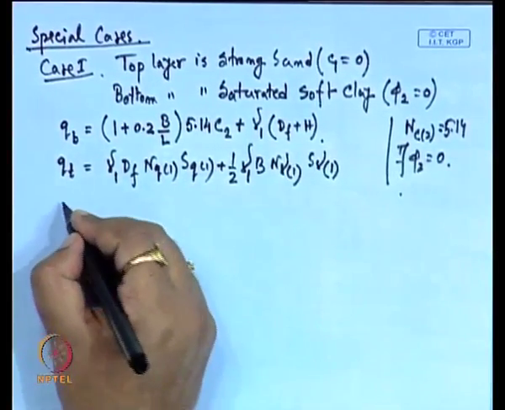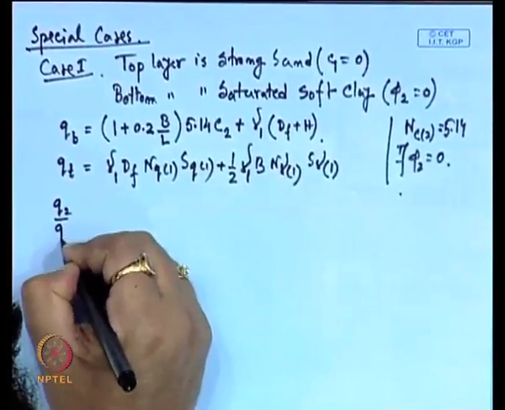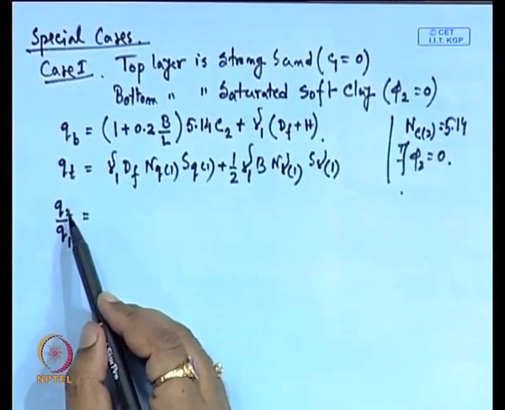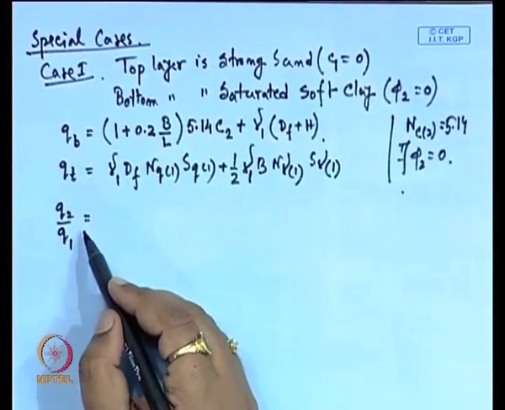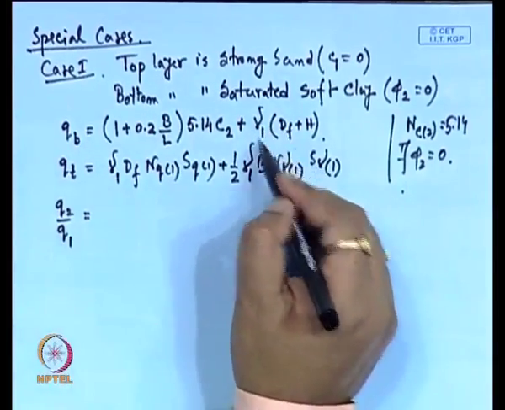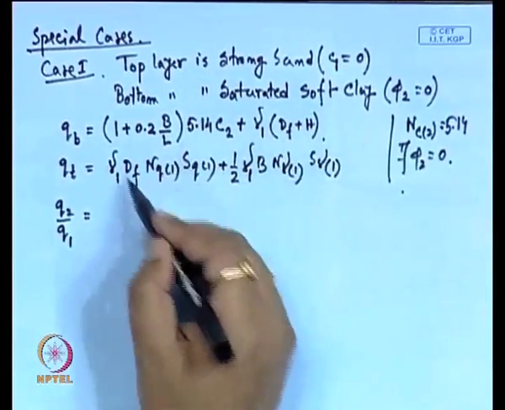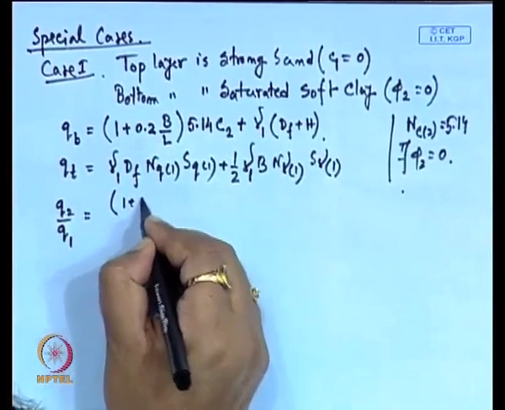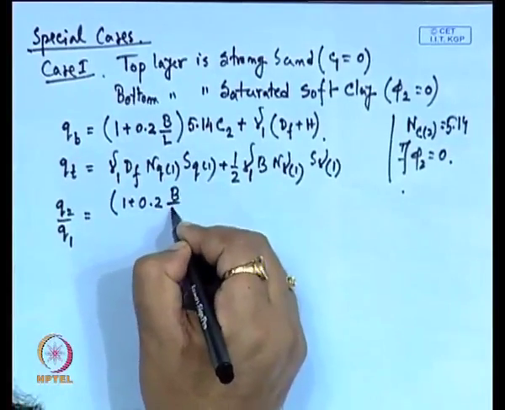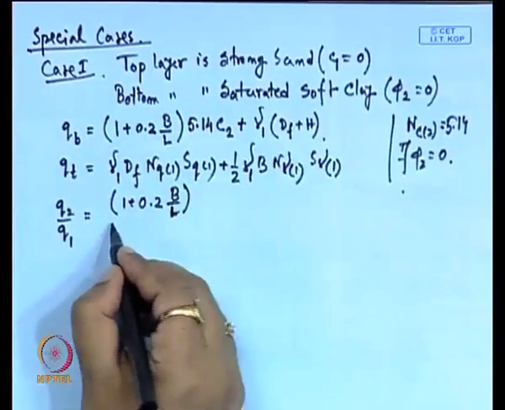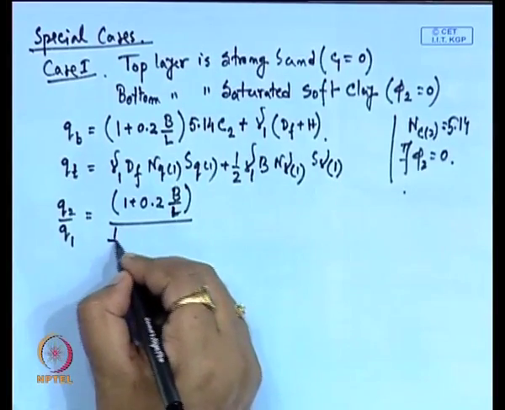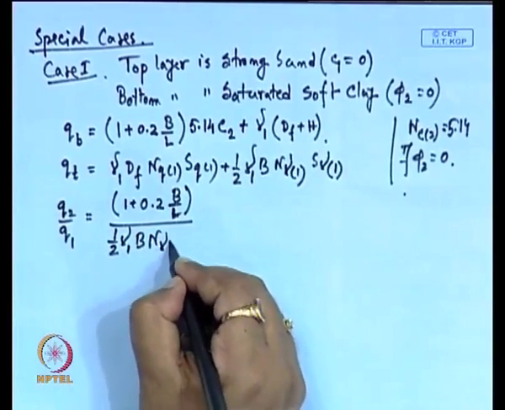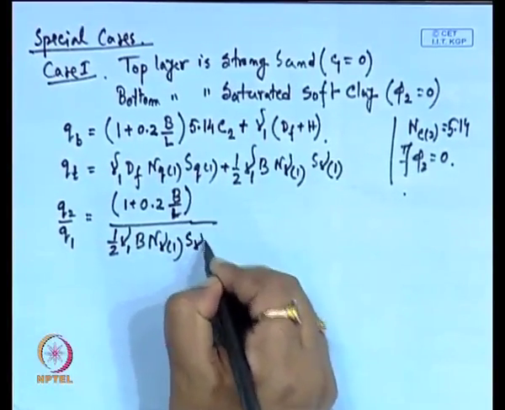Now, as for the Q2 and Q1, Q2 is basically corresponding to the second layer or the bottom layer, and it is on the surface. So, if it is on the surface, then this surcharge part is also 0. So, Q2 we can write as Q21 is 1 plus 0.2 into B by L, that is divided by half into gamma 1 B N gamma 1 into S gamma 1.